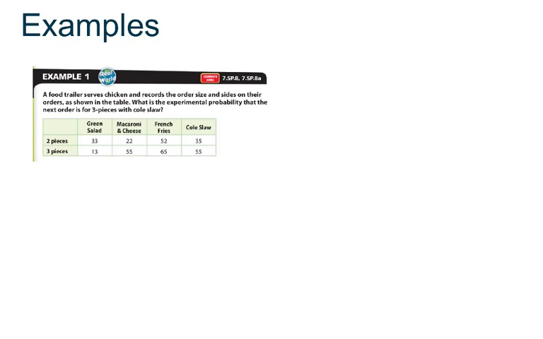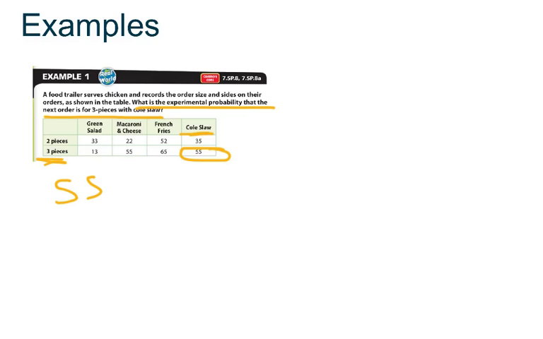So here's an example from the textbook. It says a food trailer serves chicken and records the order size and sides on their orders as shown in the table. What is the experimental probability that the next order is for 3 pieces with coleslaw? So we're talking about 3 pieces. We're talking about coleslaw. We have to find where those intersect. Okay, so 55. That's a key number.